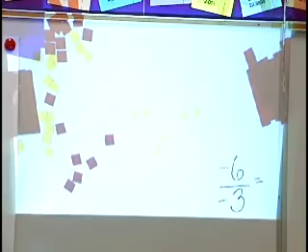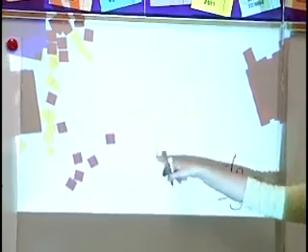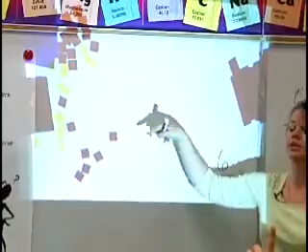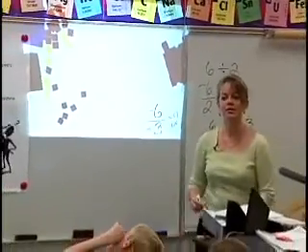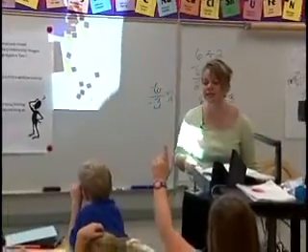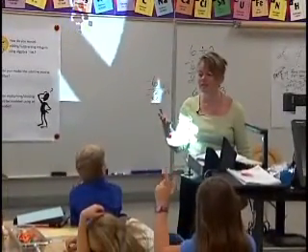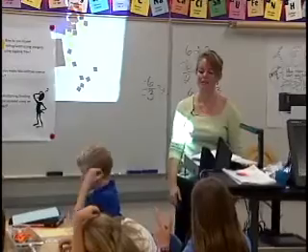So what's my answer going to be? How many are in each pile? 2. +2. So what happens when you have 2 negatives? The opposite of the opposite is, the opposite of negative is? Positive. Yeah, the opposite of negative is positive.